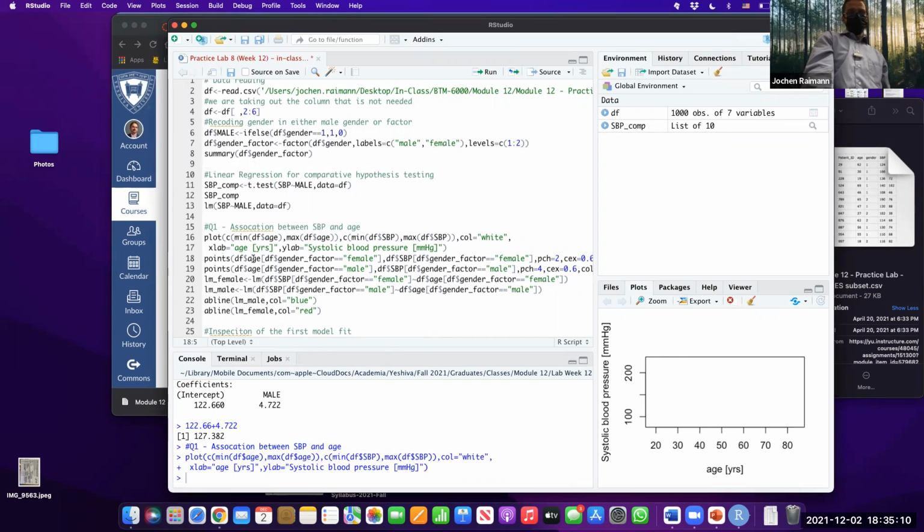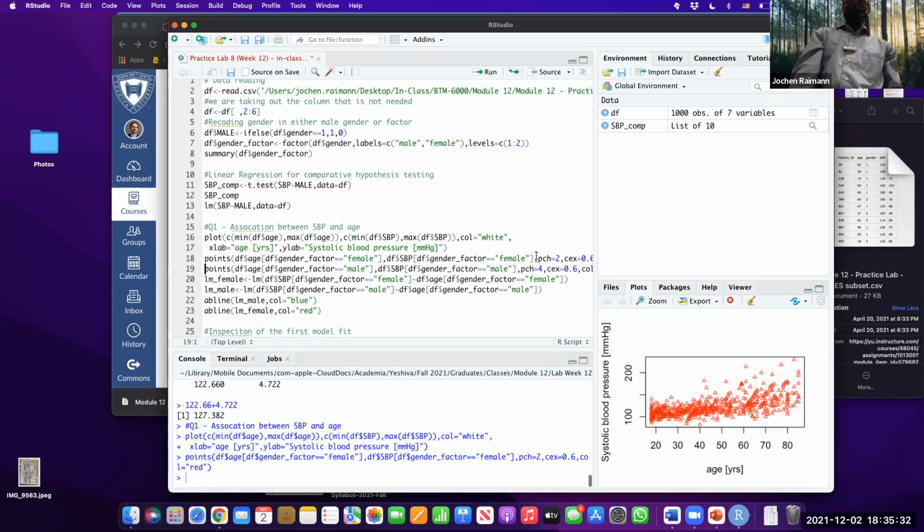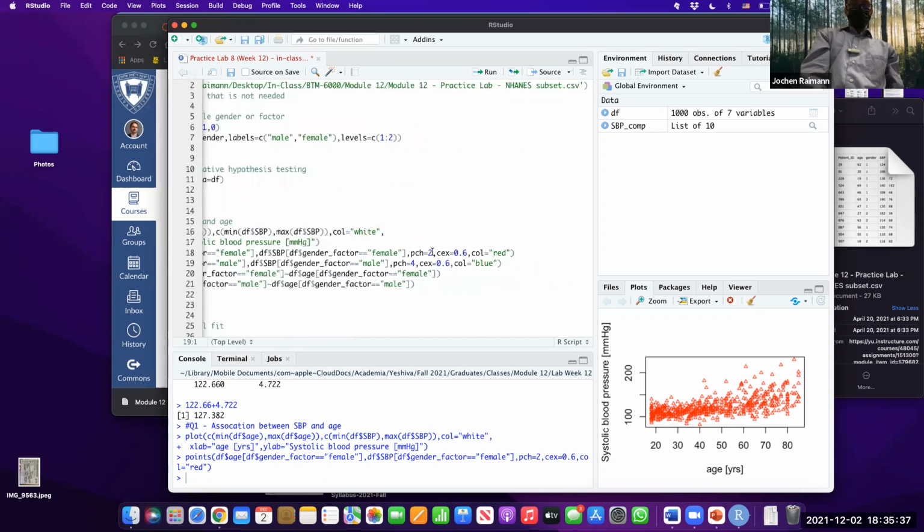You do nothing else. So you basically plot age as X, and you plot the SPP as the second one, as the Y. So you're only taking a subset, and this is what the bracket indicates. You only take the subset of what is female for X and what is female for Y. So essentially, this adds now the points in a certain pre-specified manner. So it shows you 0.2, PCH equals 2, indicates that all the points are going to be triangles.